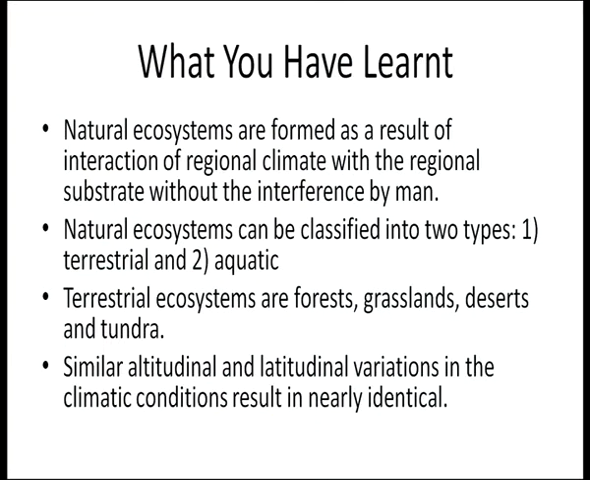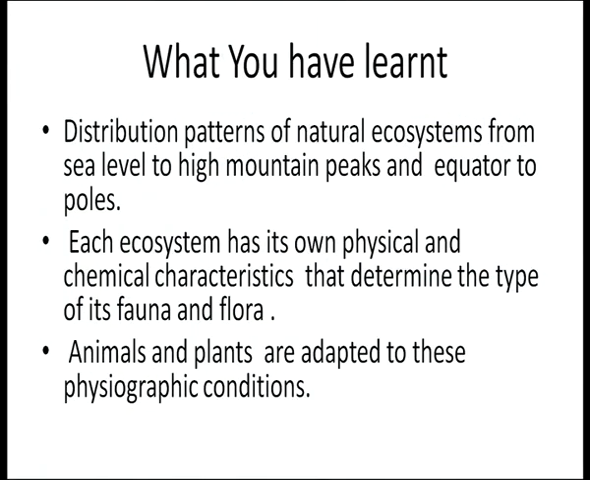Natural ecosystems are formed as a result of interaction of regional climate with the regional substrate without the interference by man. Natural ecosystems can be classified into two types, that is terrestrial and aquatic. Terrestrial ecosystems are forest, grasslands, desert and tundra. Similar altitudinal and latitudinal variations in the climatic conditions result in nearly identical distribution patterns of natural ecosystems from sea level to high mountain peaks and equator to poles.